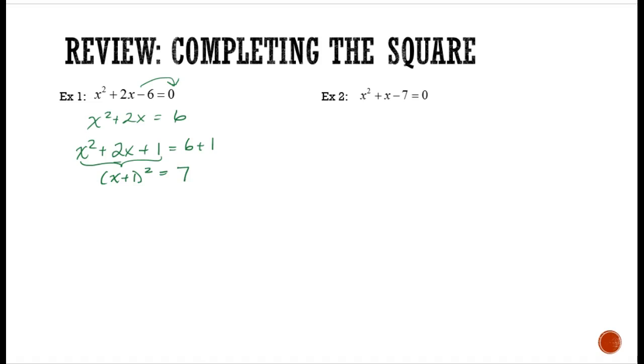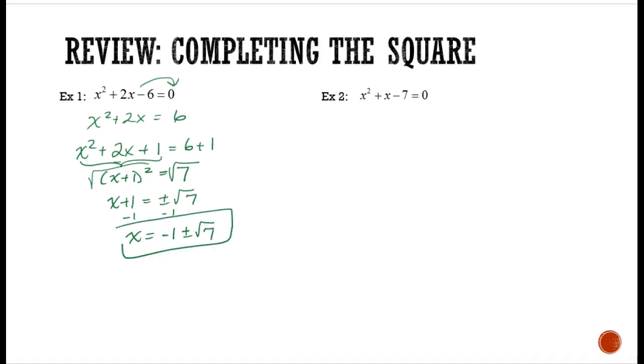All right, so if you recall, how did we solve these before? We took the square root of both sides, right? So we'd say x plus 1 is equal to plus or minus the square root of 7. Subtract 1. So x is equal to negative 1 plus or minus the square root of 7. And those are our two answers for x. Okay, now as we're talking about parabolas, these are our x-intercepts.